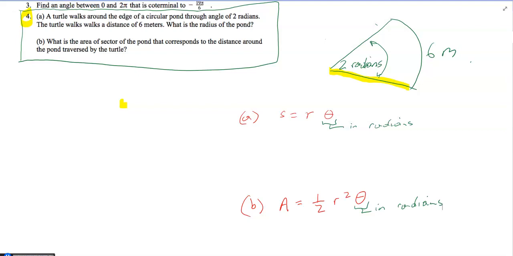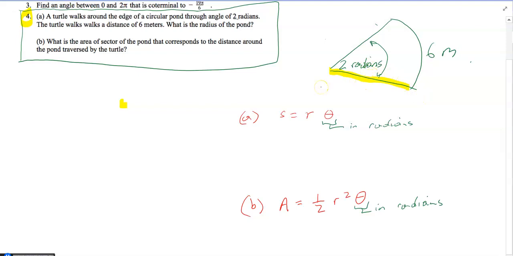A turtle walks around the edge of a circular pond through an angle of 2 radians. The turtle walks a distance of 6 meters. What is the radius of the pond? In this question we use the formula S is equal to R theta, where theta is in radians. We're already given the angle in radians, so we don't have to do any conversions. If it was given in degrees, we'd have to convert the degrees to radians by multiplying by pi over 180.